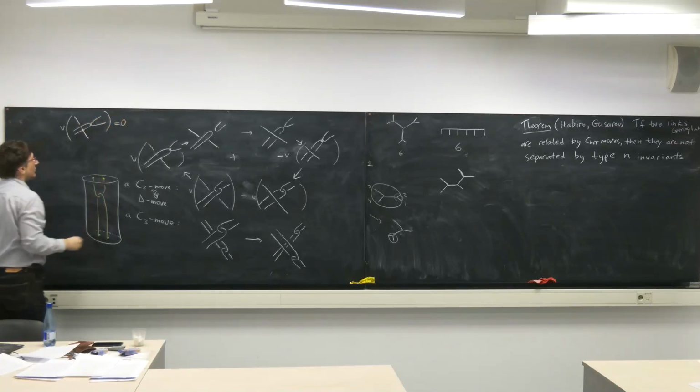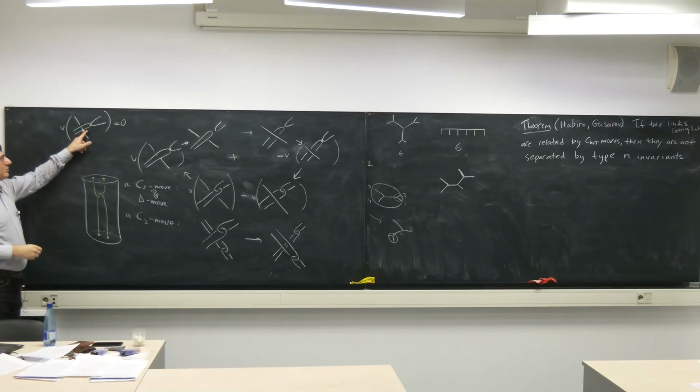So v of this equals 0 because v is a type 1 invariant and we have two double points.